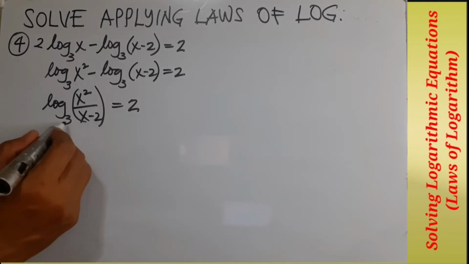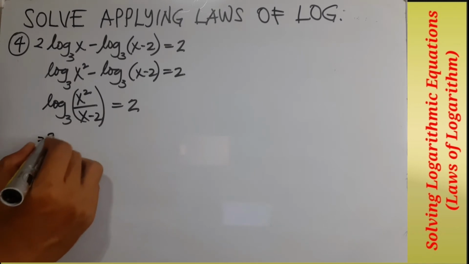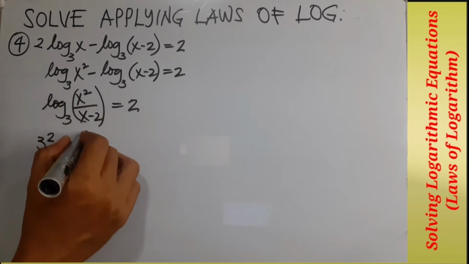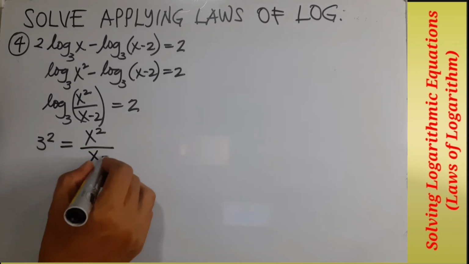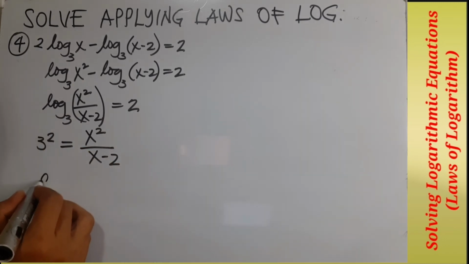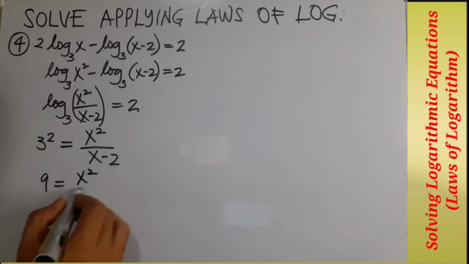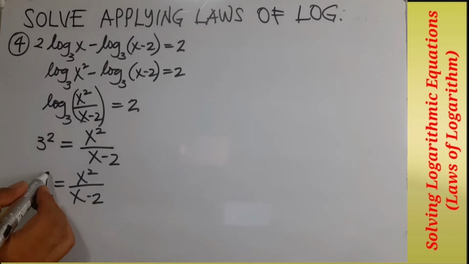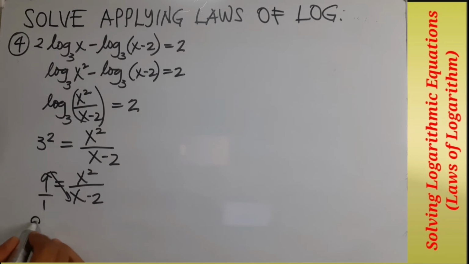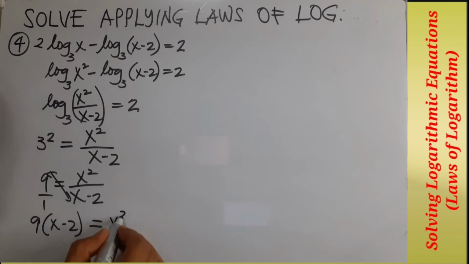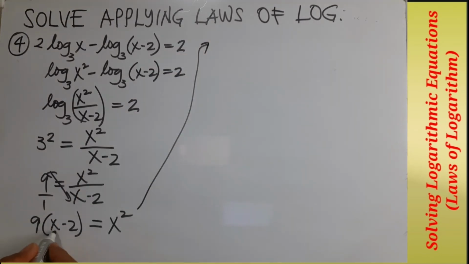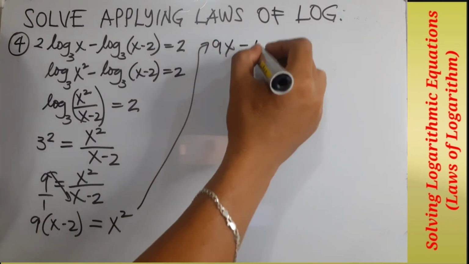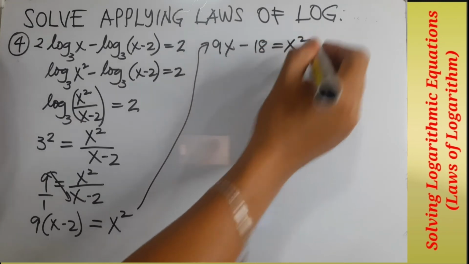Next, change it into exponential form. So we have 3 squared equals x squared all over x minus 2. 3 squared is 9 equals x squared over x minus 2. Since we have an imaginary 1 here, by cross product, 9 times x minus 2 equals x squared. 9 times x is 9x. 9 times negative 2 is negative 18 equals x squared.